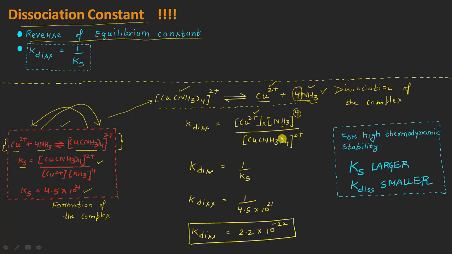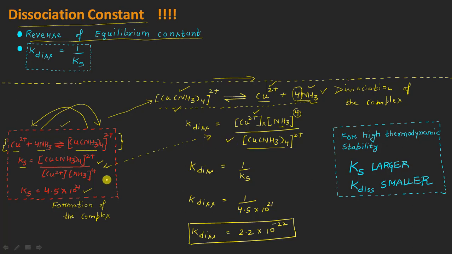Divided by the reactants, of course, and in this case the reactant is the concentration of the complex ion, because it is like this here, right? So now if you compare this thing with this thing here, you will see that it is just the reverse of this.